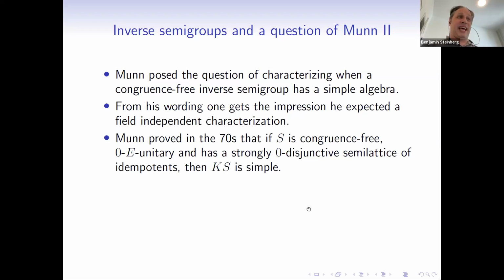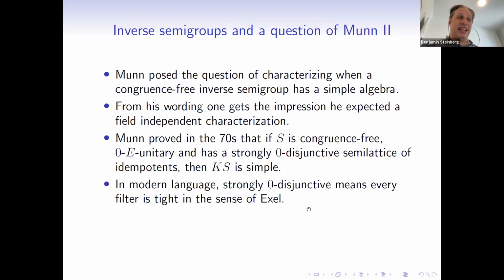And he proves in the 70s that if S is congruence-free, if it's 0 E-unitary, actually he had something slightly more general than that, and if it has what he called the strongly zero disjunctive semilattice of idempotents, then the algebra is simple. In modern language, strongly zero disjunctive means every filter is tight in the sense of Exel. So he just wrote down the condition that means all your filters are tight. He understood that if not every filter is tight, then you have a problem. That's what he realized from the polycyclic inverse semigroup, where over a finite alphabet the principal filters are not tight. That's how you get the extra relation. So he somehow realized that in the 70s.